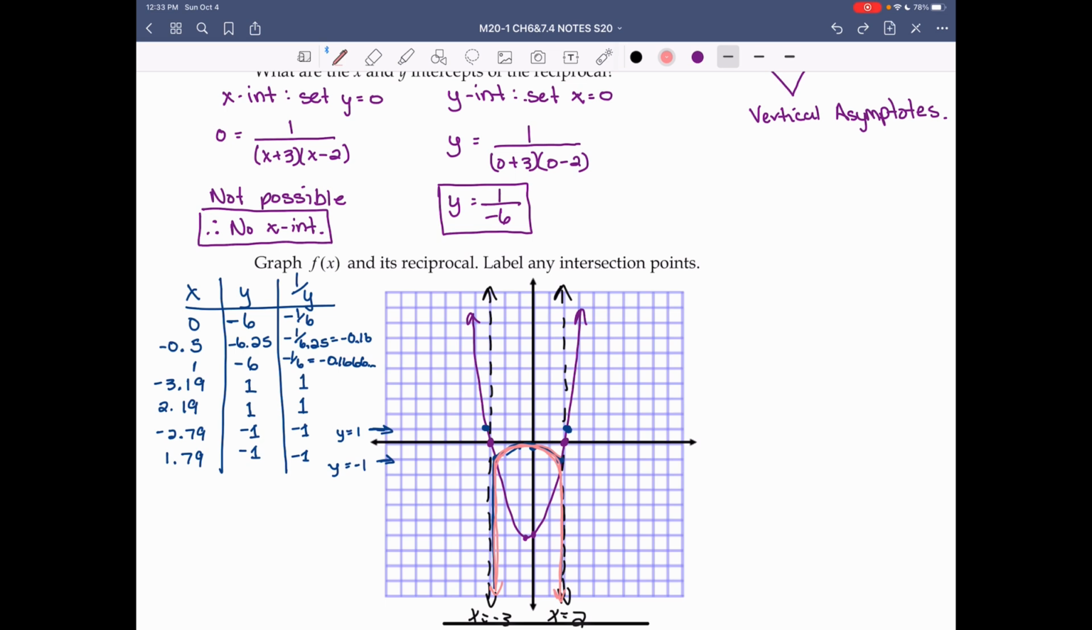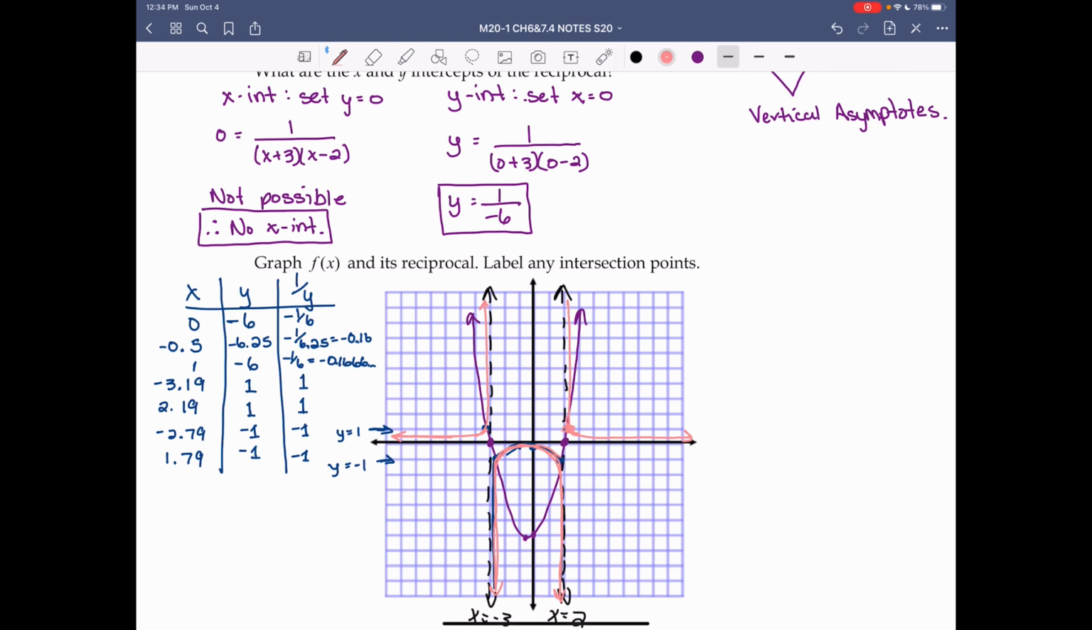I know it's going to get really close to the vertical asymptote. It's going to go through that invariant point, and then it's going to curve and get really close to the horizontal asymptote. That's good enough information. On the right side, it's going to get really close to the vertical asymptote. It's going to go through our invariant point, and it's going to get really close to our horizontal asymptote.